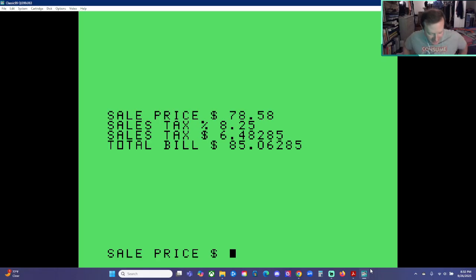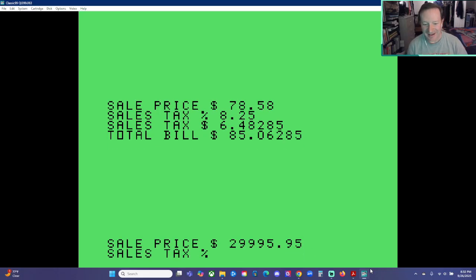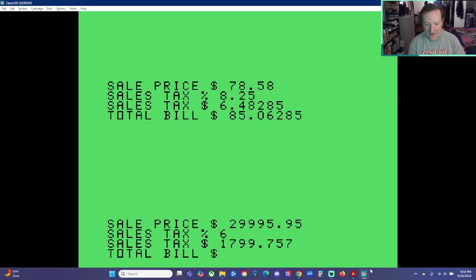I don't know. Let's say something's really expensive. Let's say we bought a new car at $29,995.95. Somewhere in there. Even that's a little cheap for a car these days, right? Sales tax. I don't know. Let's say we're living in a cheap state that only charges 6% sales tax. Or I guess some states like Oregon don't have sales tax, but okay.